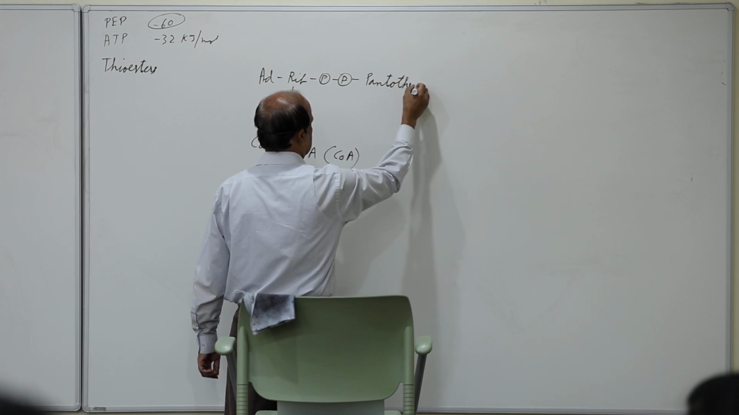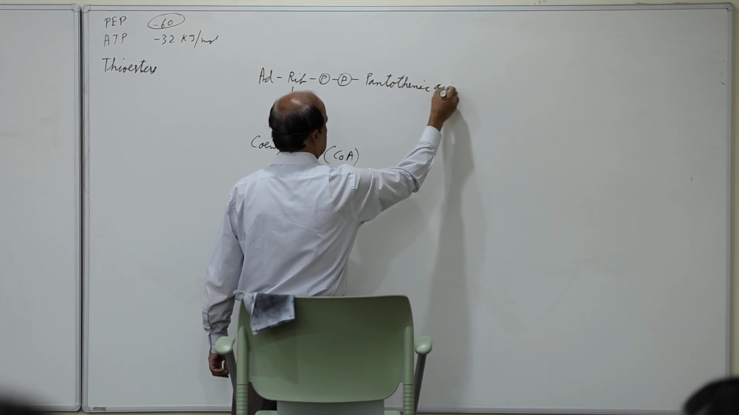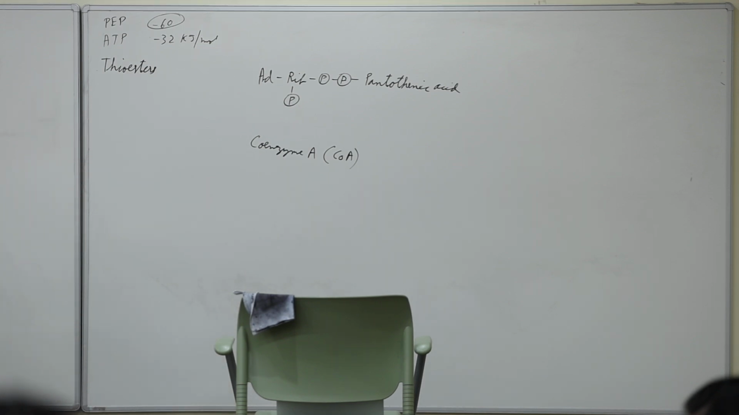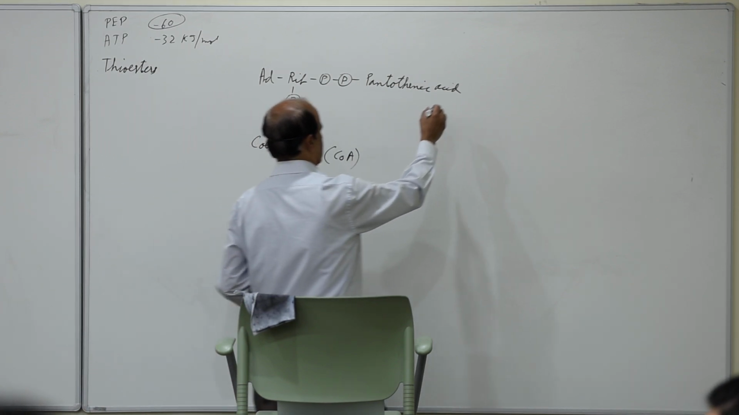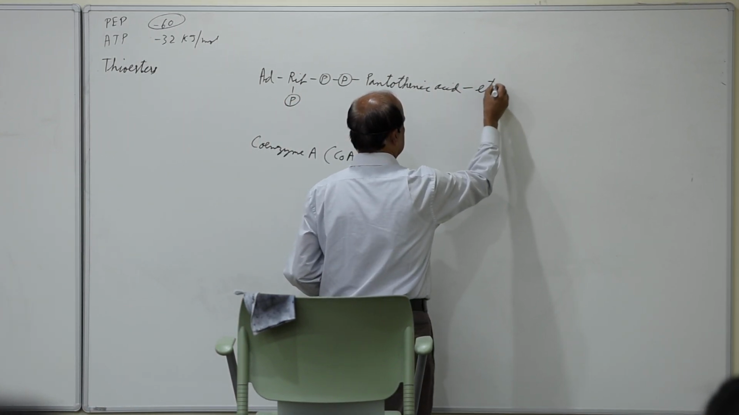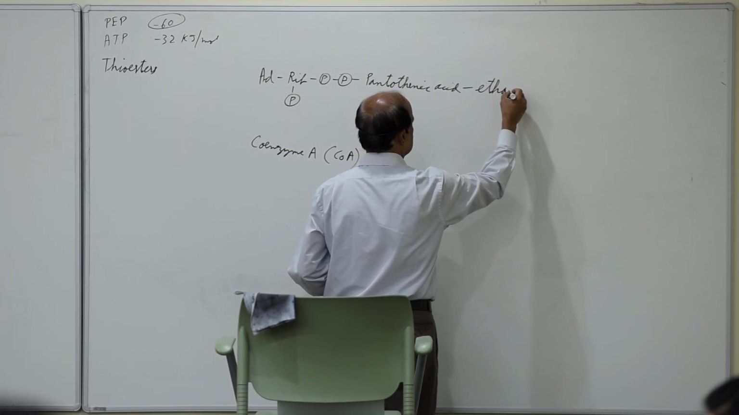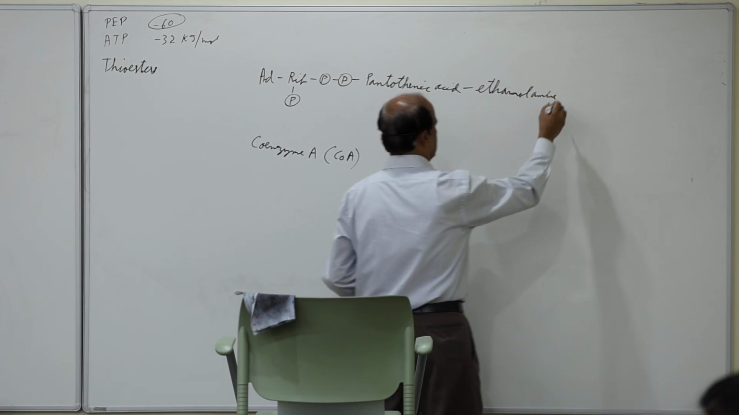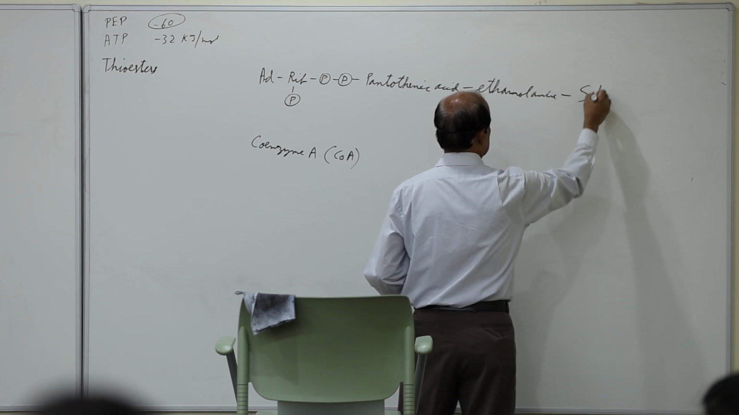pantothenic acid. The structure of it is given in the book, you don't have to know. Pantothenic acid is a vitamin. You have never heard of that vitamin, but it is a vitamin. So pantothenic acid is a vitamin that is attached to an ethanolamine, and that is attached to a SH group.